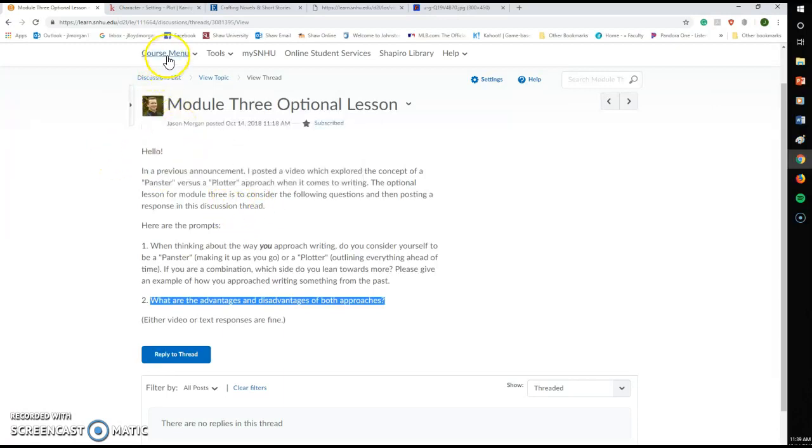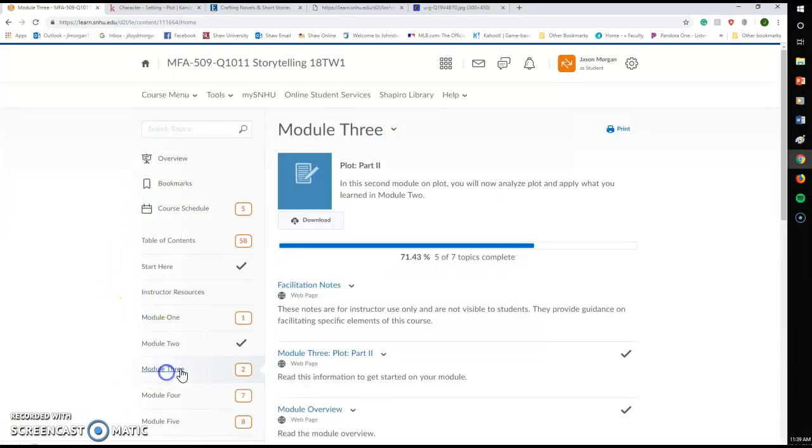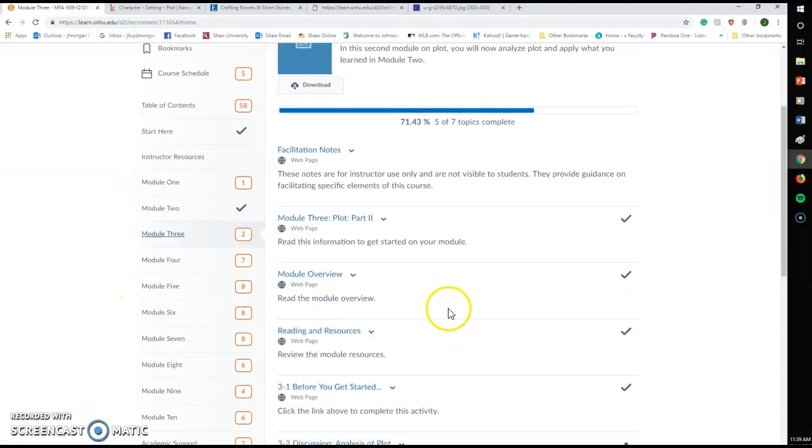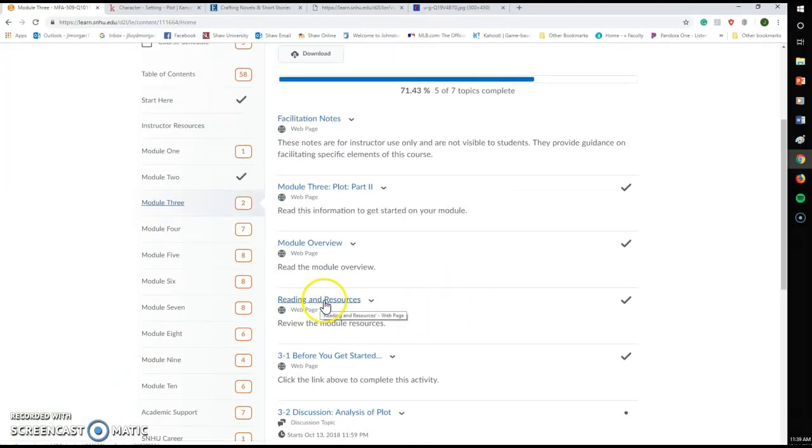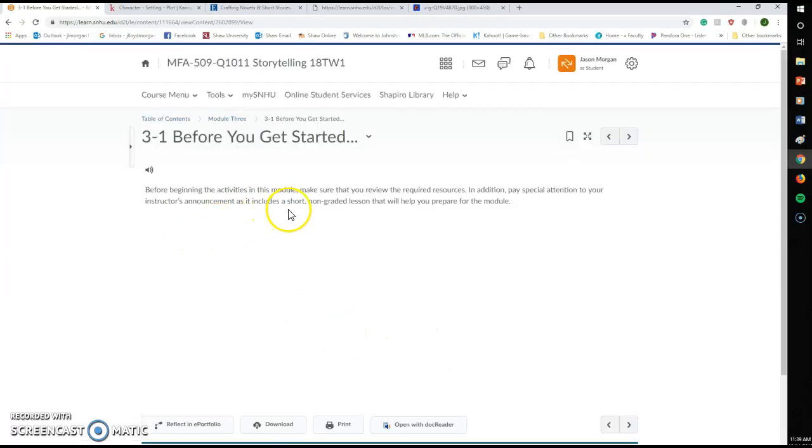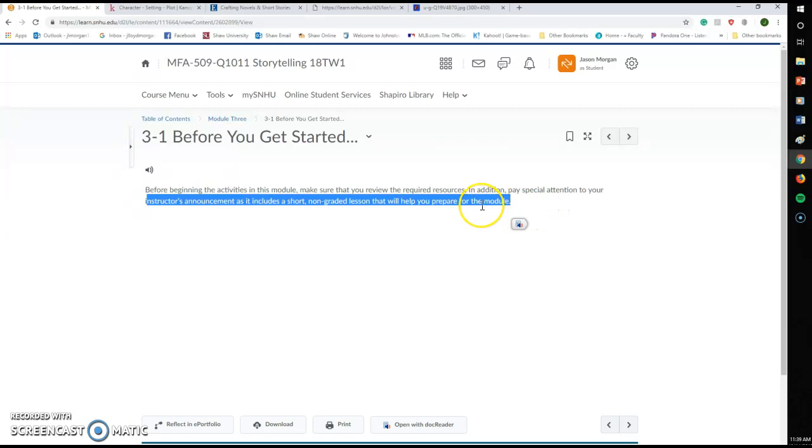Something to consider. Okay, so let's go back to the module and see where we left off. Let's go back to module 3. We talked about the readings and the resources, and before we get started, let's click on that point. In addition, please pay attention to your instructor's announcement. This is the one you're watching right now, as it includes a short, non-graded lesson that will help you prepare for this module. That's what I just showed you in the general discussion.